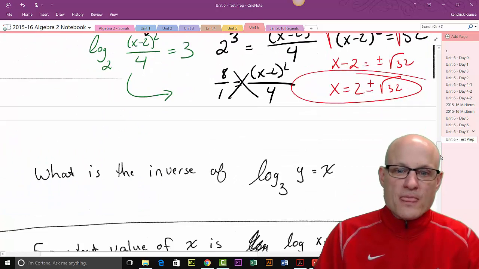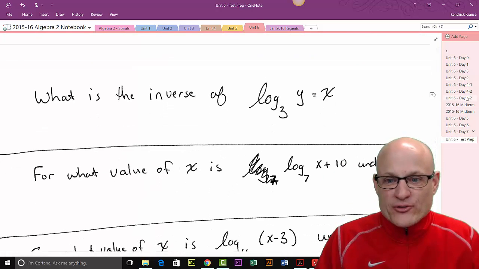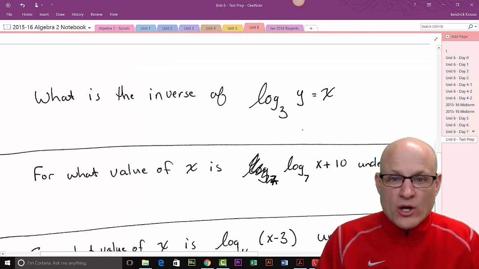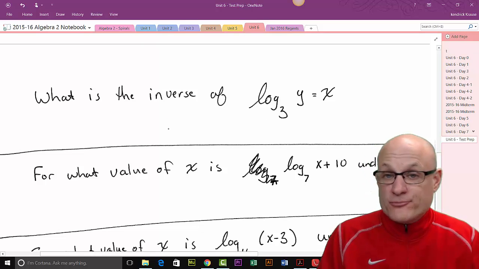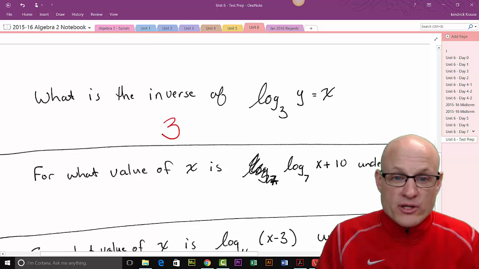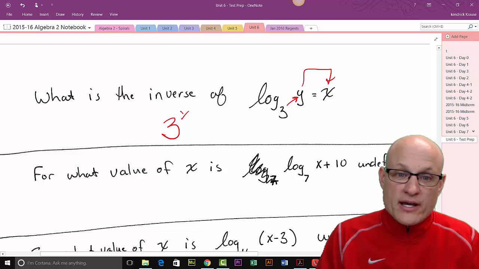What is the inverse? Okay, inverse. Well, it's a log. In order to solve a log, you have to do its inverse, which is an exponential function. It's all about the base. So 3, now this was the exponent. These two switch. 3 to the x is equal to y. Done.